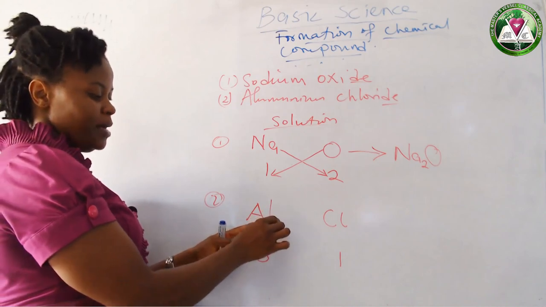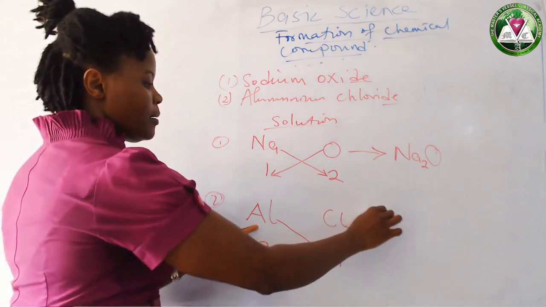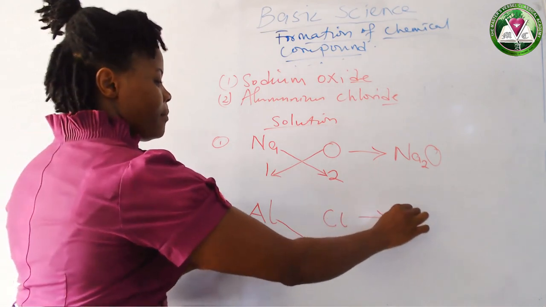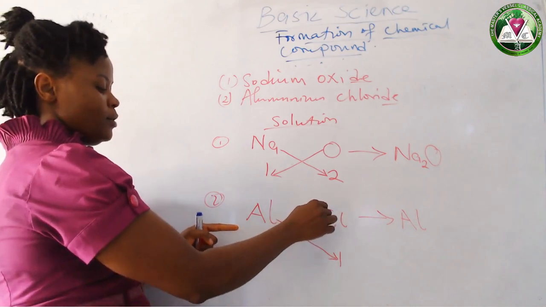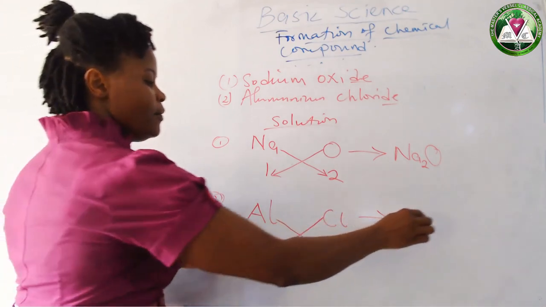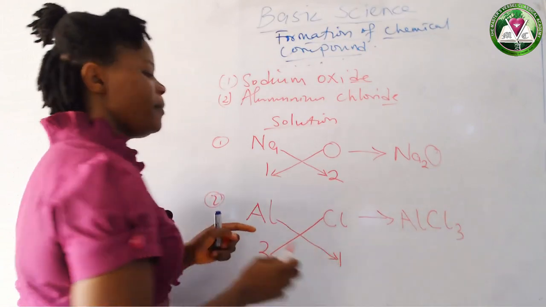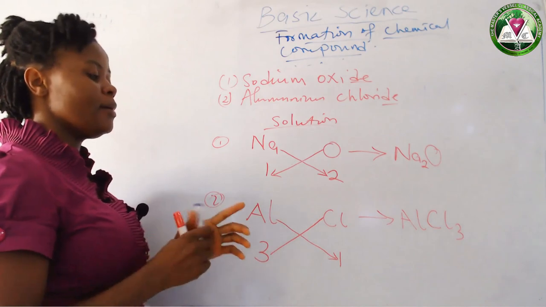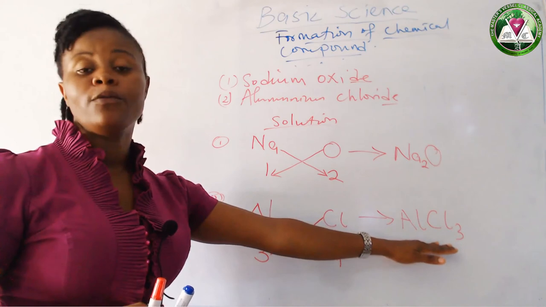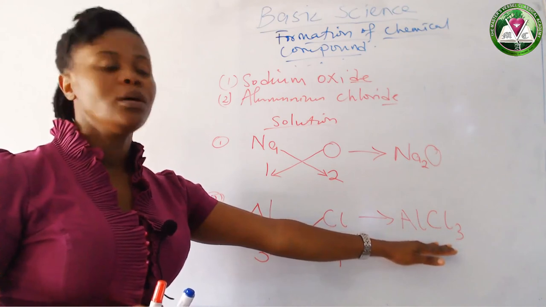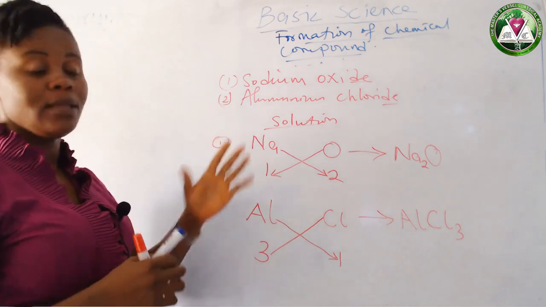First, the metal will go first. Okay, so we take the metal. And you have what? A, L. You don't write one. After metal, you have then the non-metal. You have C, L, 3. That's aluminium chloride. That's the chemical formula for aluminium chloride. Is that okay? I want to believe that you understood this.